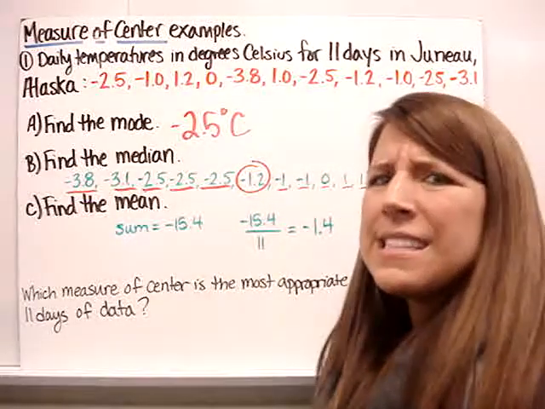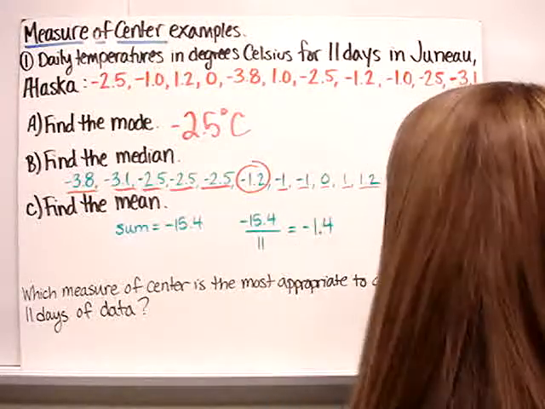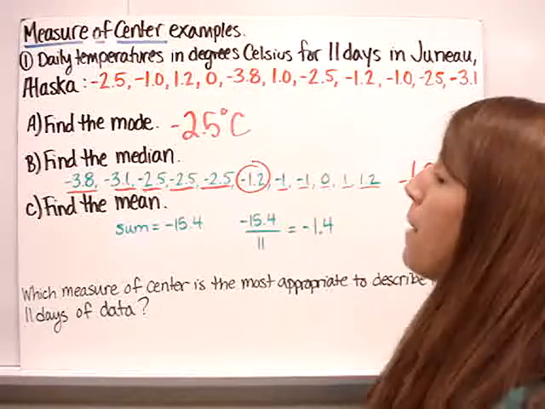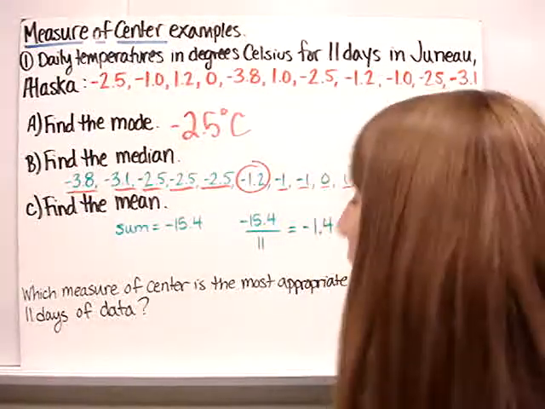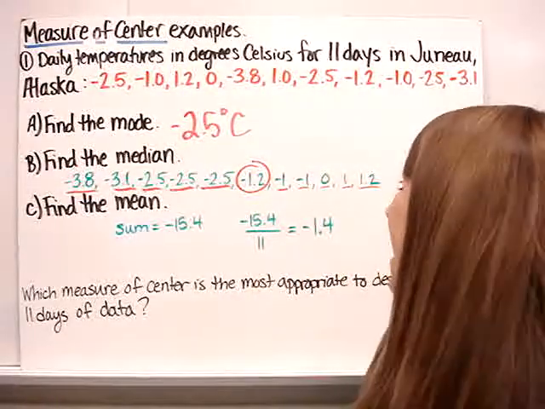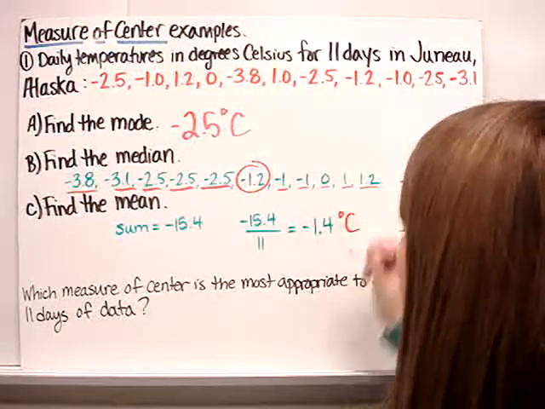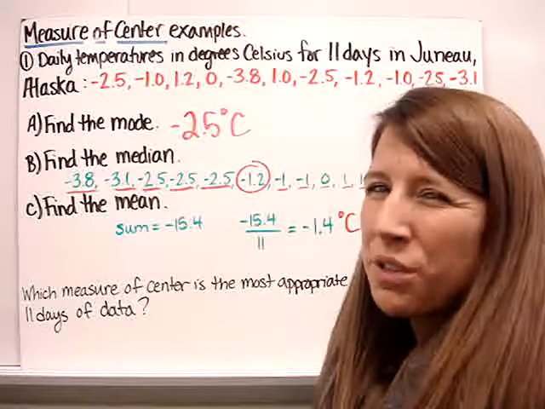And then the mean temperature. How do I find the mean? Well, I find the sum of all of these. The sum is -15 4/10. Divide by the number of days of temperatures we have, which is 11. And that is -1 4/10 degrees Celsius. So they're all relatively close.